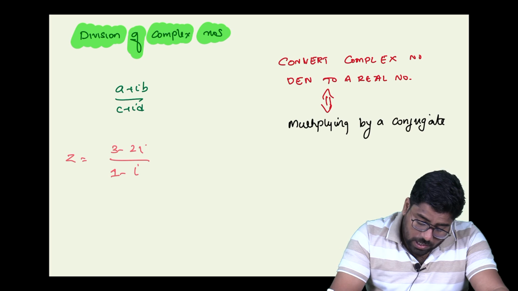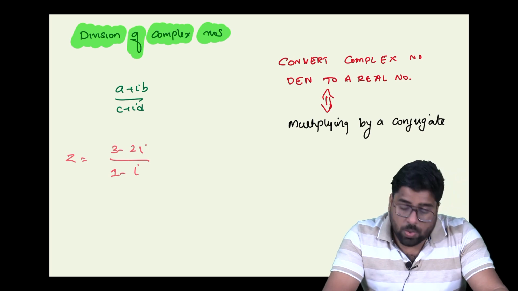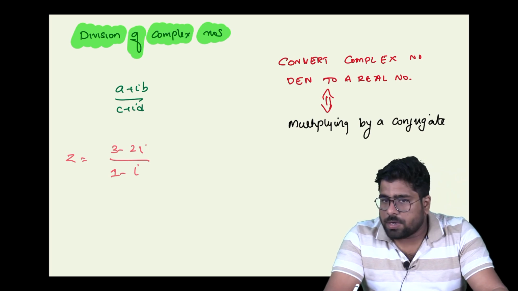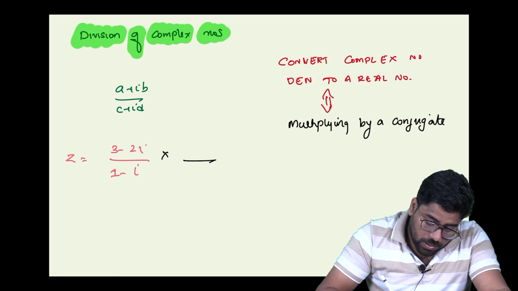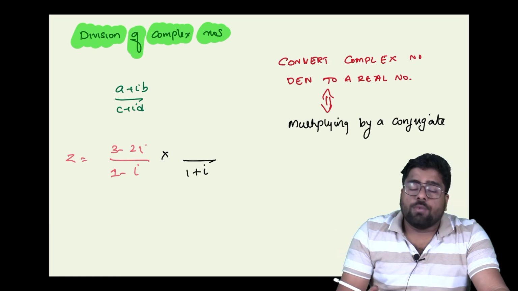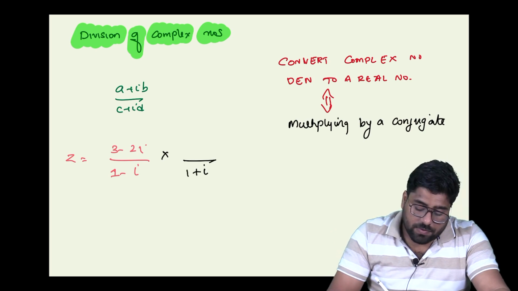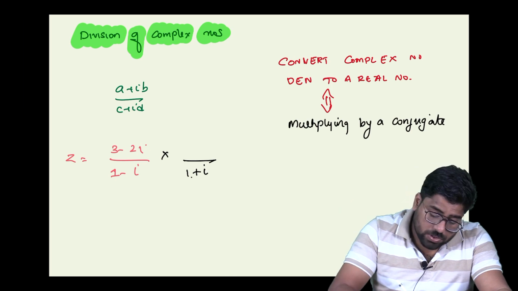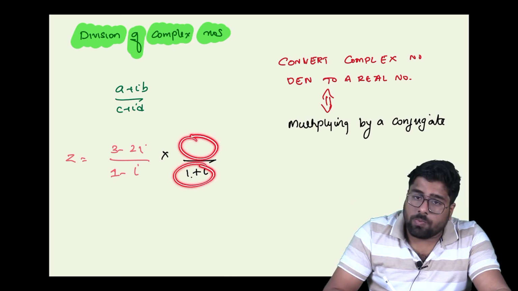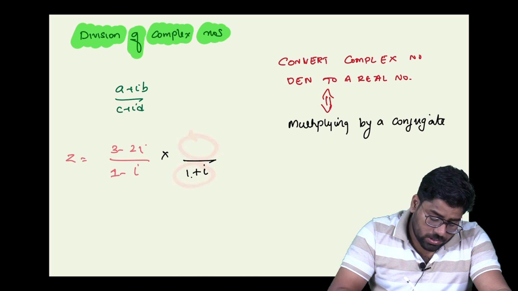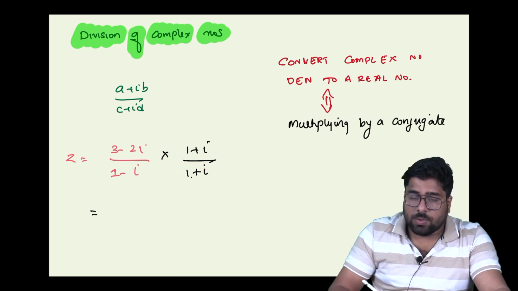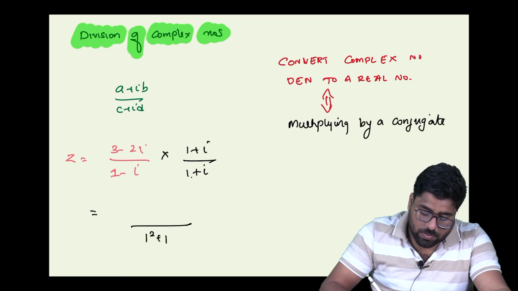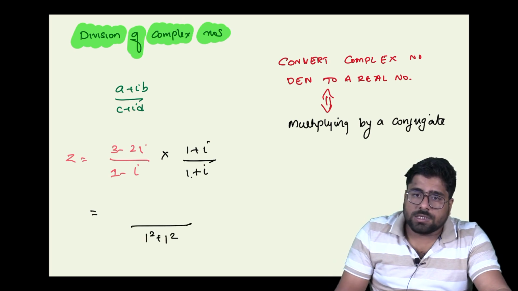The complex number in the denominator happens to be 1 minus i. The conjugate of 1 minus i will be equal to 1 plus i. So I am going to multiply the denominator with 1 plus i. When I multiply 1 plus i here, I am supposed to multiply the 1 plus i on the top also, in order to maintain the equation. So it is going to be another 1 plus i. Now 1 minus i into 1 plus i is going to be, as I said, 1 square plus 1 square. Of course, it's a standardized formula.